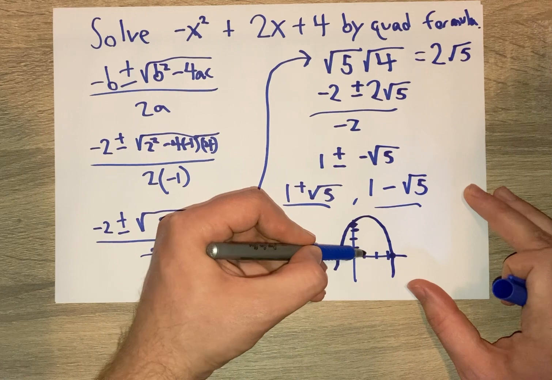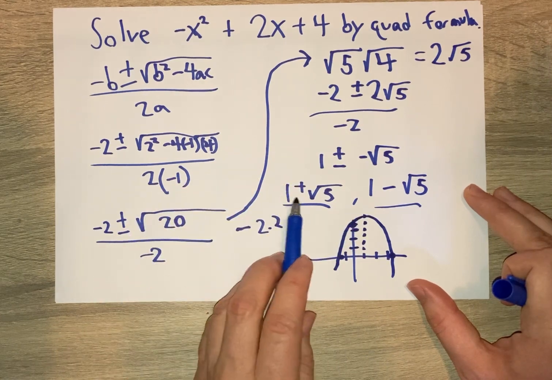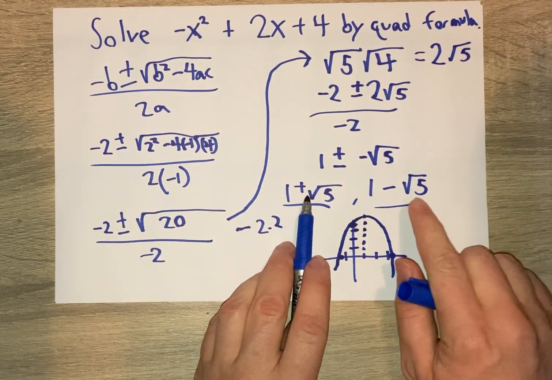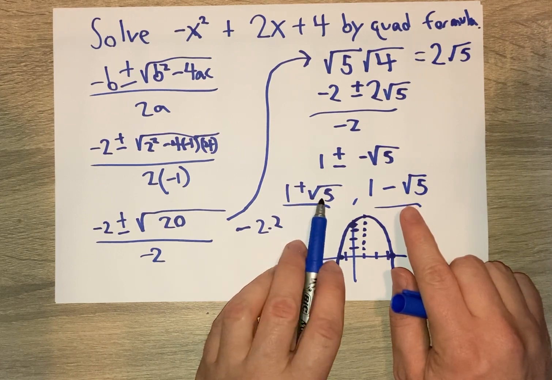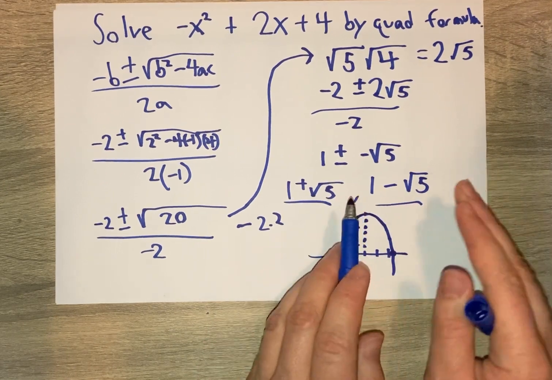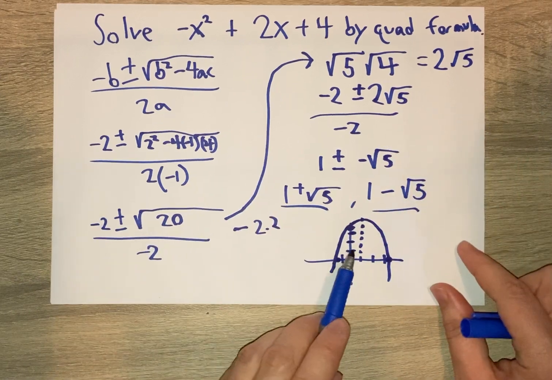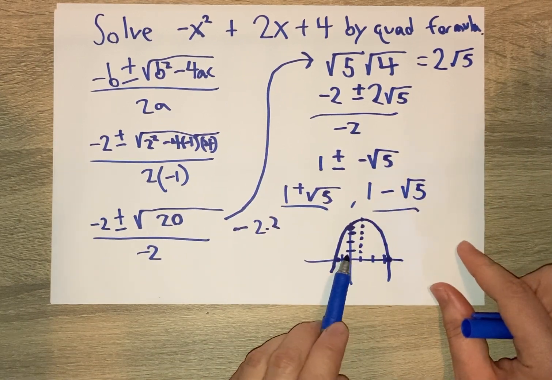And if we did it right, the axis of symmetry should be on the 1, because both points are going to be equidistant from 1, right? 1 plus something and 1 minus something. So you go exactly root 5 in either direction. And our graph should look kind of like that. All right?